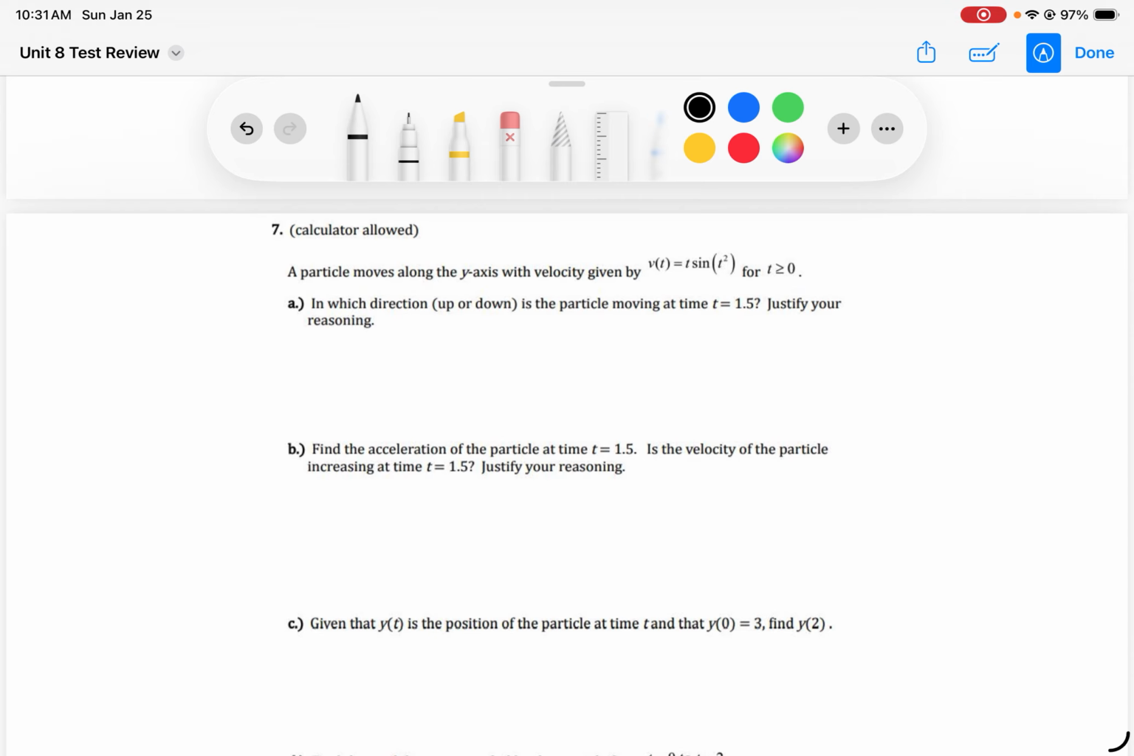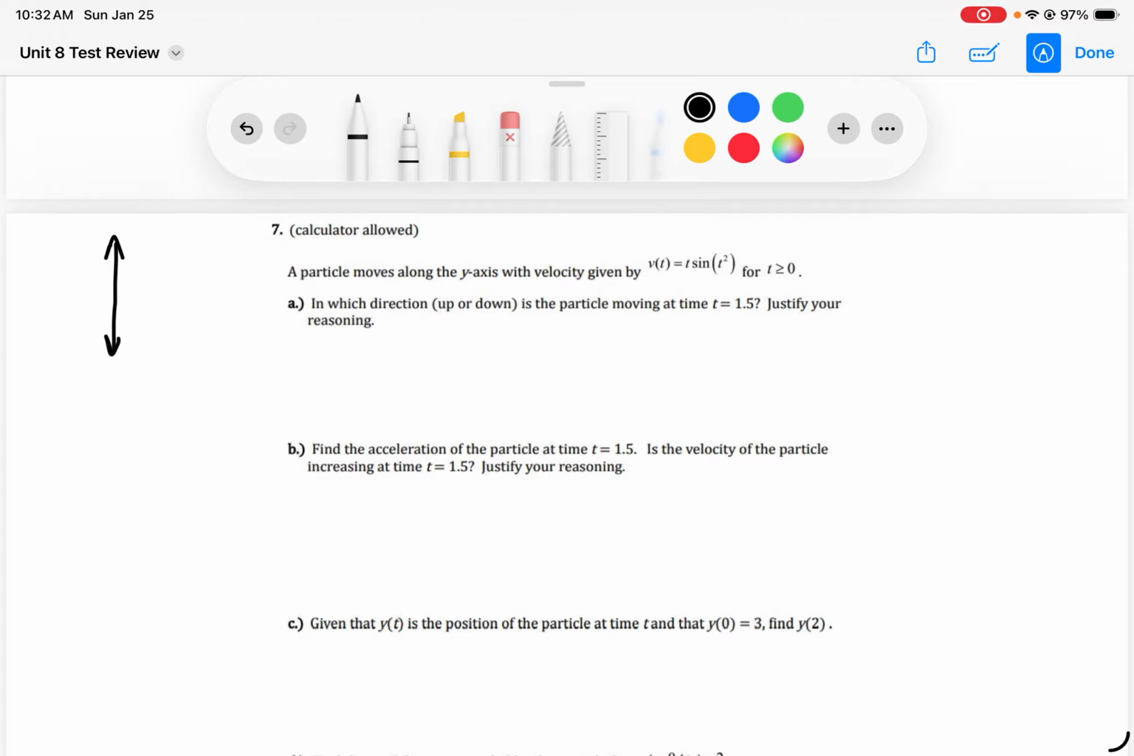It says a particle moves along the y-axis with velocity given with respect to time. v of t is equal to t times sine of t squared, only for t greater than or equal to 0. If it's moving along the y-axis, it's moving up and down. Usually when we talk about velocity, we're saying right and left. Positive velocity means it's going to the right. Negative velocity, it's going to the left. Velocity 0, it's not moving at all.